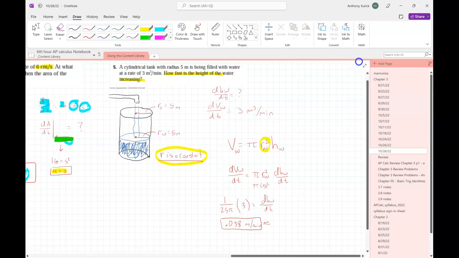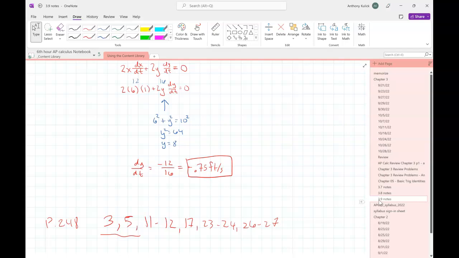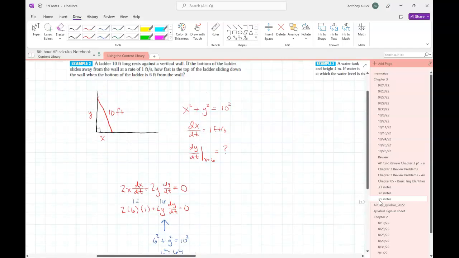Everybody cool? I'm going to go back to the 3.9 page here. We'll just continue with some more examples, okay?